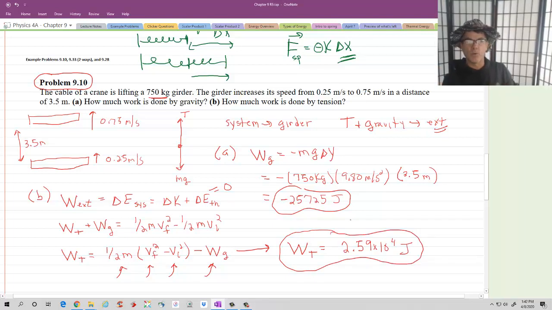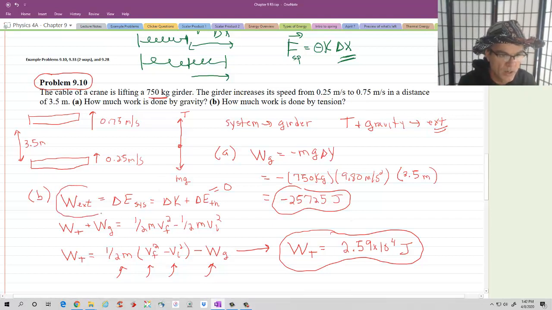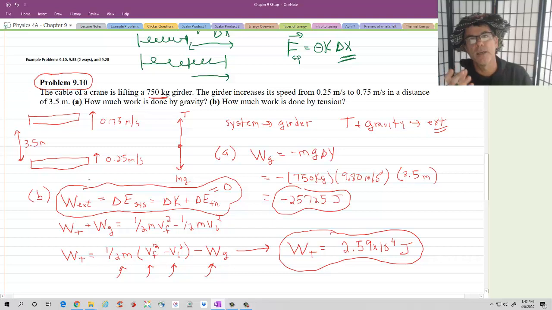So anytime you want the work done by gravity, it's always negative mg delta y. In this case, to get the work done by tension, we just take into account the fact that the work done by all external forces equals the change in energy of the system, which in this case just results in the kinetic energy changing, and there were only two forces doing work, tension and gravity.